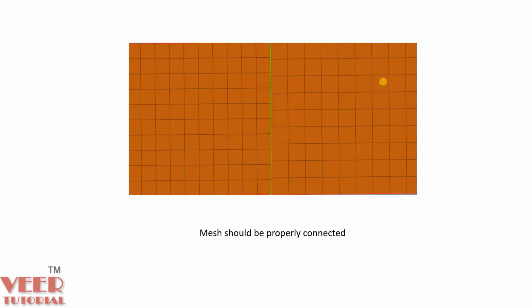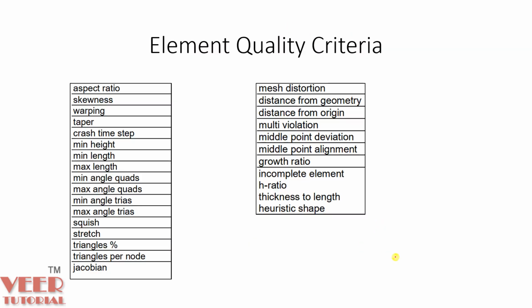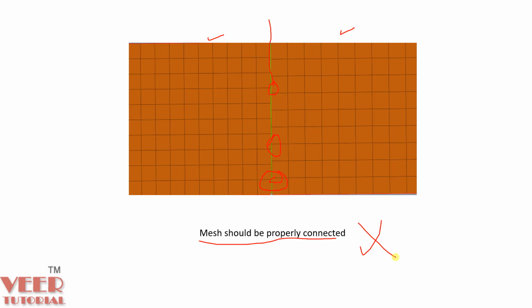Another thing is when you create a mesh of, let's say, two surfaces, the mesh should be properly connected. Here you can see in this example we have a mesh on the left side and a mesh on the right side, but this mesh is not connected properly, here in this case, here in this case. So our mesh should be properly connected and there should be no free edge. Whenever mesh is not connected, it is called a free edge. There should be no free edge in the meshing. So these are some of the guidelines that are followed in the industries to have a good mesh.